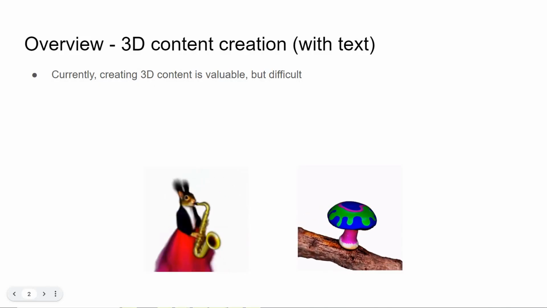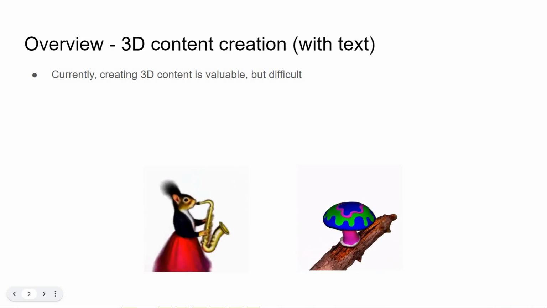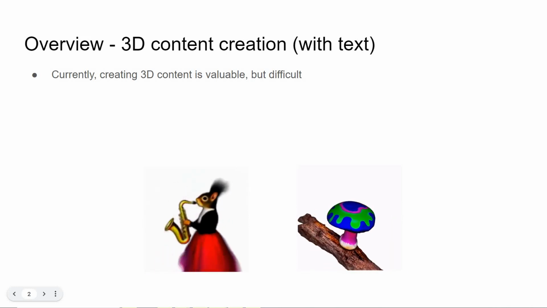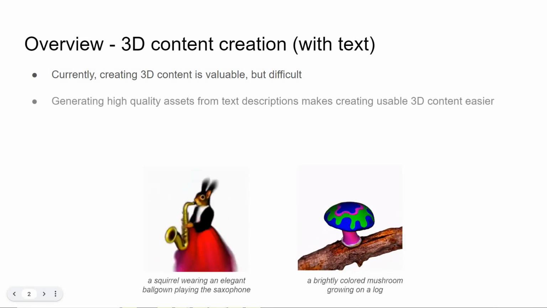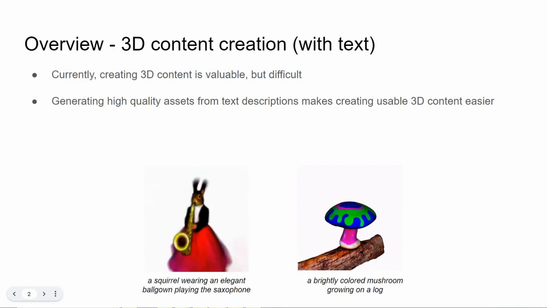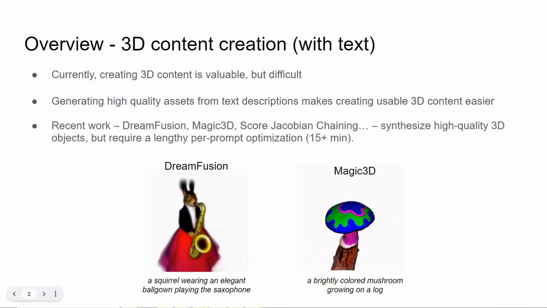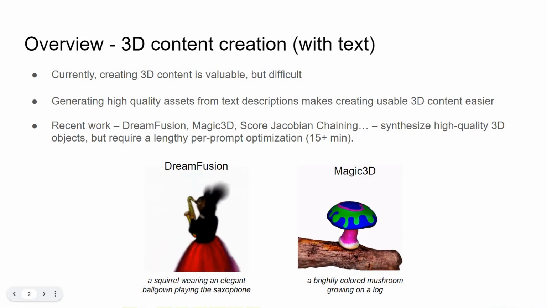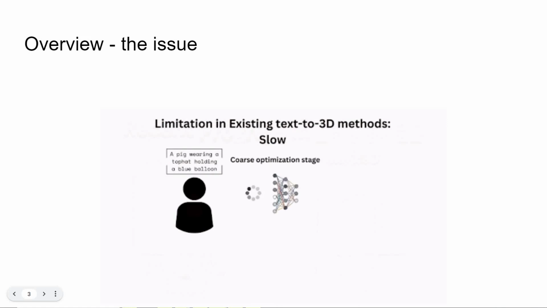3D content creation is important because it allows for more immersive and engaging experiences in industries like entertainment, education, and marketing. However, design is challenging due to technical complexity of the 3D modeling software and the artistic skills required. Text-to-3D generative tools have the potential to democratize 3D content creation by relieving these limitations. Recent work like DreamFusion, Magic3D, and Score Jacobian Chaining synthesize high-quality 3D objects, but require a lengthy optimization for each prompt.